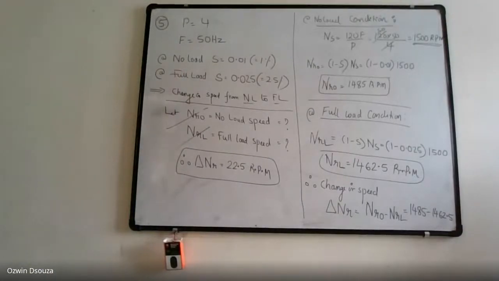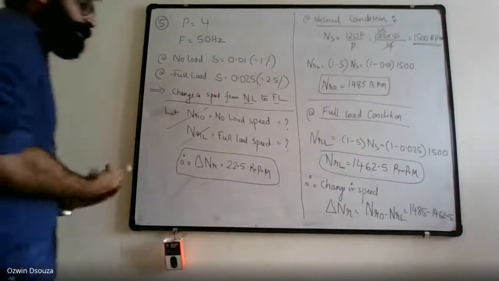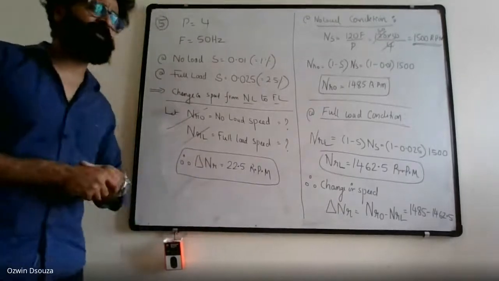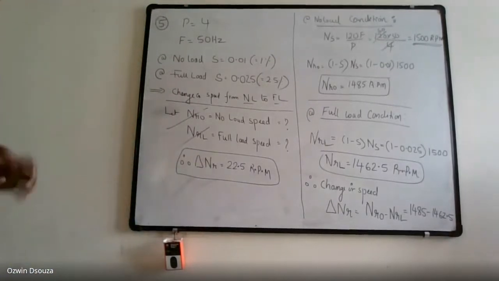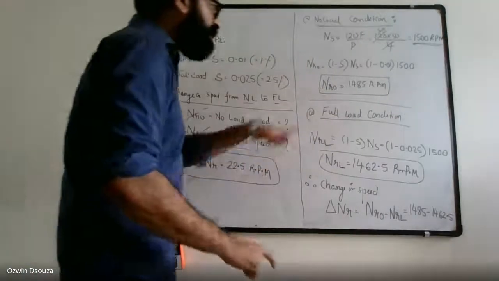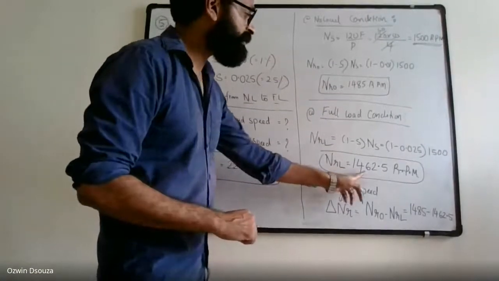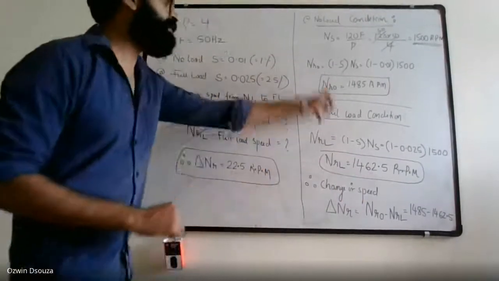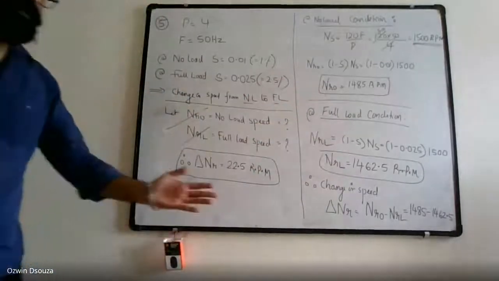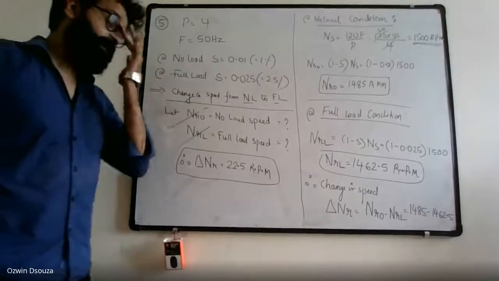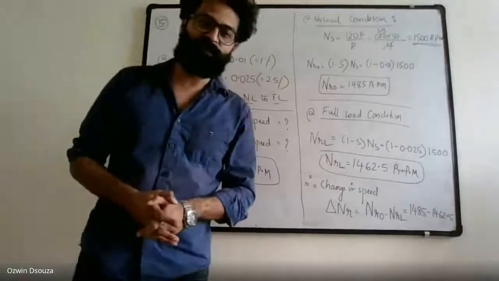We have two types of induction motors, right? Squirrel cage, which is called a constant speed motor, wherein the speed difference is not much. On the other hand, you have a slip ring induction motor, which can be used for variable speed application. So in this problem, as you can clearly observe, the no load speed is 1485 RPM and the full load speed is 1462 RPM. So there is not much change in the speed from no load to full load condition. You understand the no load and full load condition?